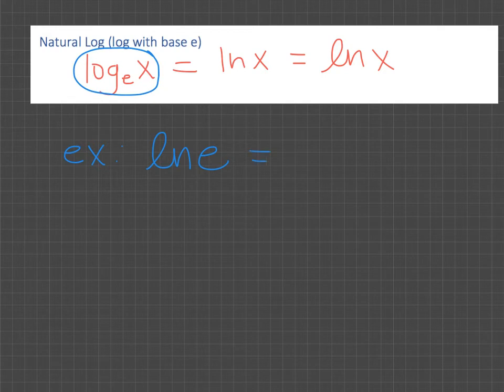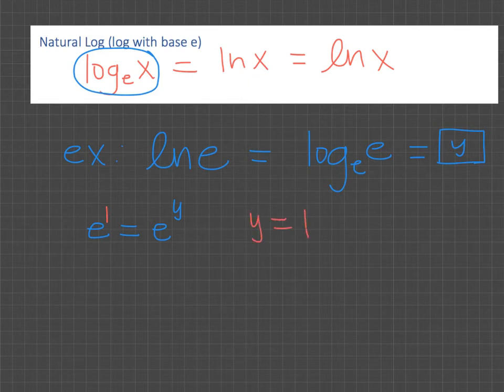So for example, let's say we have ln of e. Just to remind us what that is, it's log base e of e. And let's say we want to evaluate what that is. It's something that we don't know. Well, let's just call it y. So if we rewrite this using exponential form, we get e equals the base e to the y. If we have e equal to e to some exponent, well, we know that that exponent needs to be 1. So we get y equals 1.